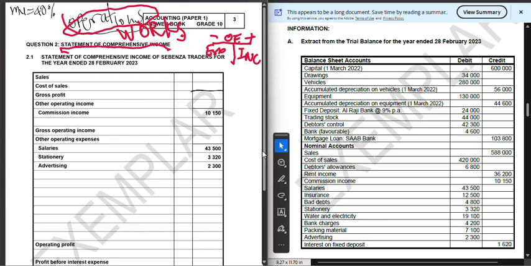Alright, so we have all our incomes. We look at our incomes. We know that sales is an income. We know that debtors allowances is not an income. We know that rent income is an income. Commission income is an income. We see here that we have got interest on fixed deposit. It's on the credit side. So that means, yeah, it's an income, right? However, this is not going to be recorded here up top. Please note, in the format of your statement of comprehensive income, please note what's happening there at the bottom.